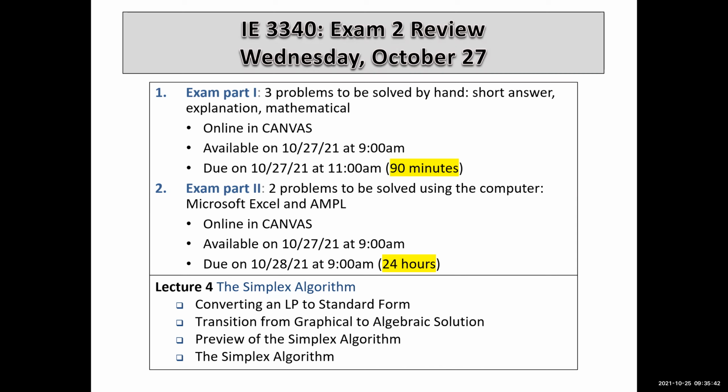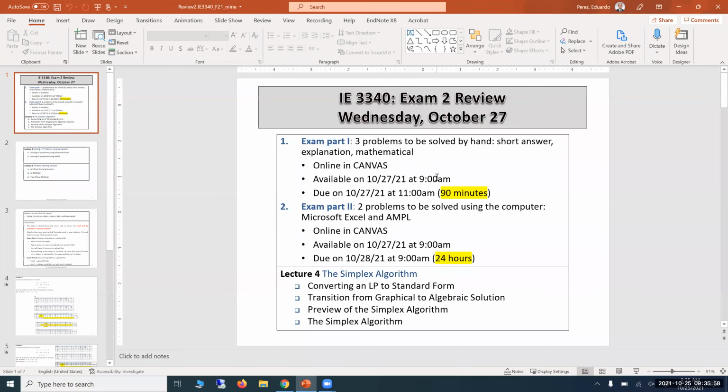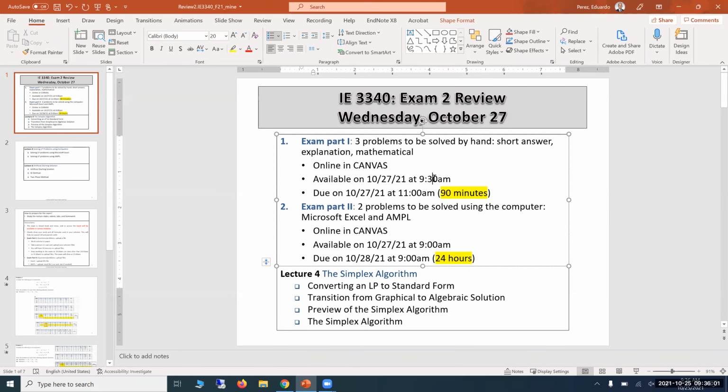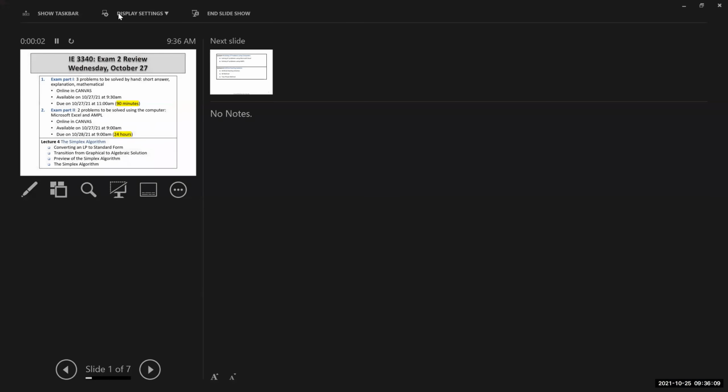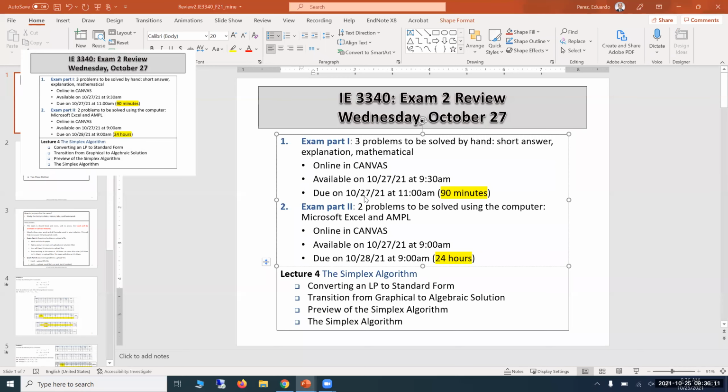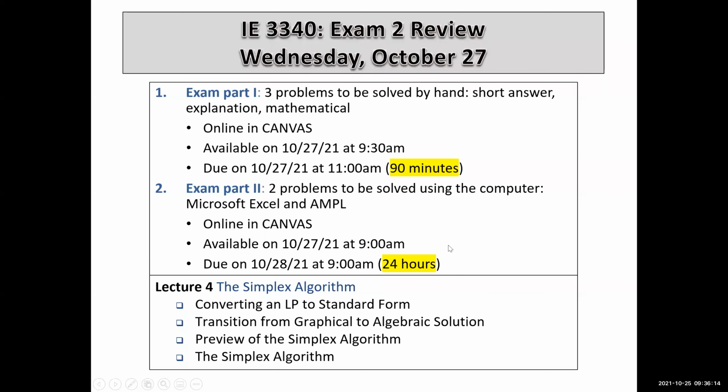So for the first part of the exam, you will have 90 minutes. The exam will be available on Wednesday, October 27 at 9, I'm sorry, it should be 9:30. Apologize for that. 9:30, which is the scheduled class time. I'll fix that in your slides. So the exam will be available at 9:30 a.m., which is the scheduled time for this class, and then you will have until 11 to submit your exam.